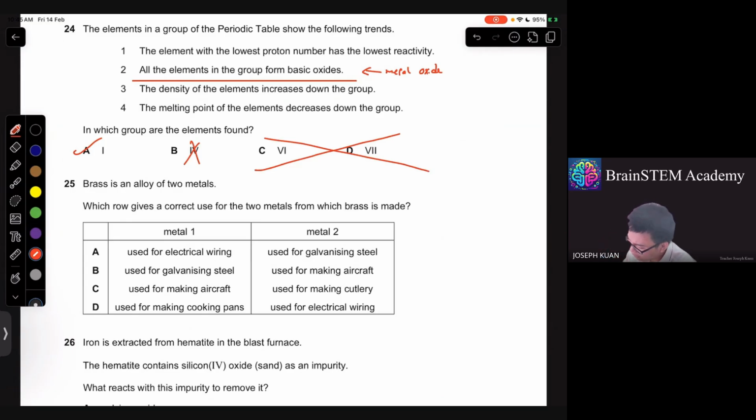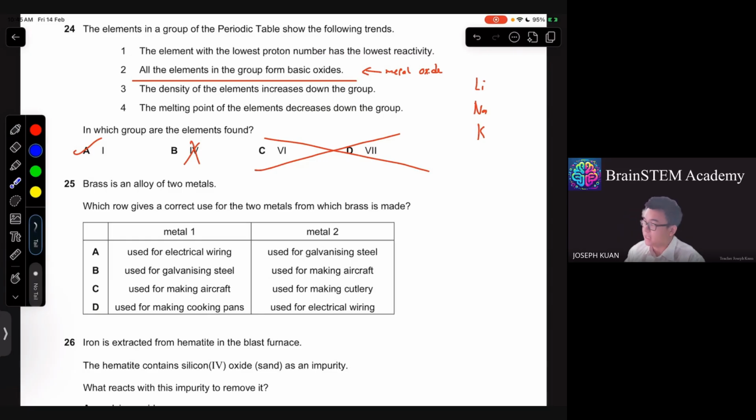In fact, it is lithium, sodium, potassium, and out of all the group 1 metals, lithium has the lowest reactivity. And all of them form basic oxides. The density does increase down the group, and the melting point does decrease down the group. So that sounds about right. Answer is A.